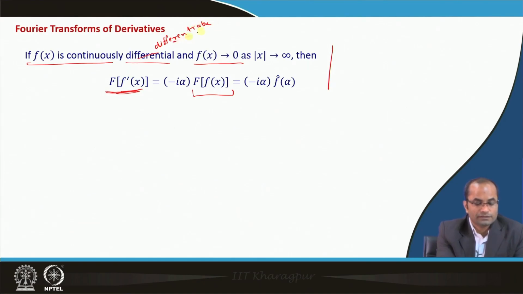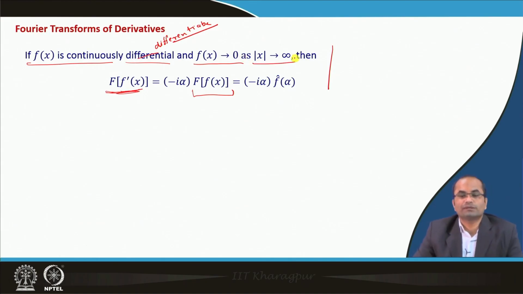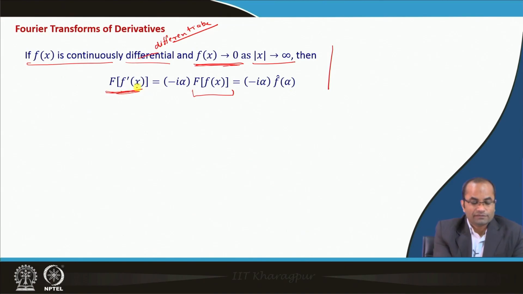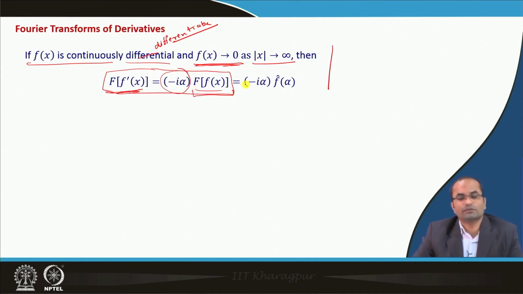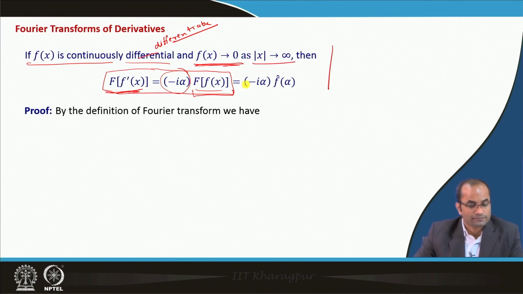and f(x) goes to 0 as |x| goes to infinity, that means when x goes to plus infinity or x goes to minus infinity, f(x) is going to 0. That is the additional property we are taking here, but in most of the practical problems, and later on we will also realize while solving PDEs, partial differential equations, that this property is quite natural. Then we have this result that the Fourier transform of f′ is equal to −iα times the Fourier transform of f(x).